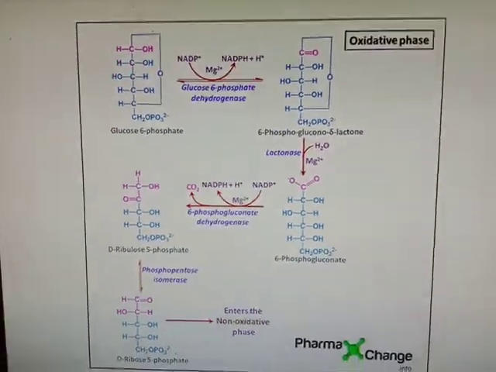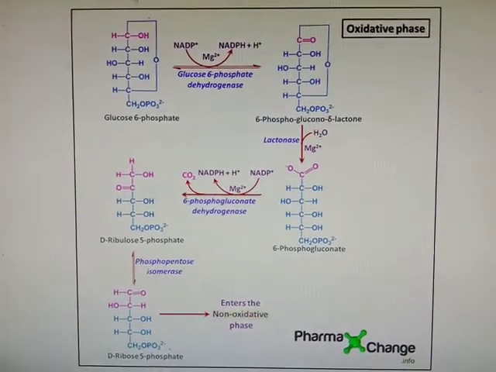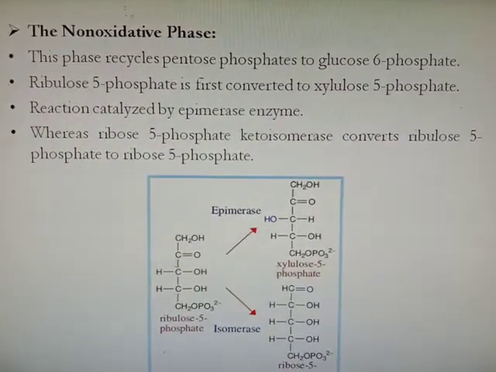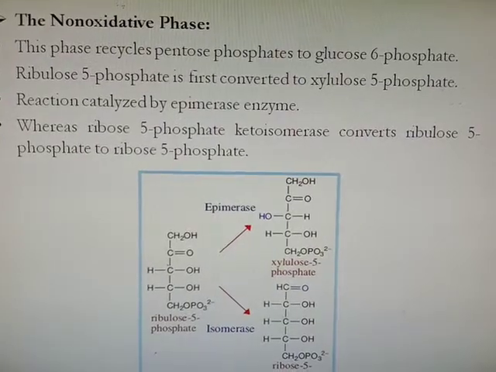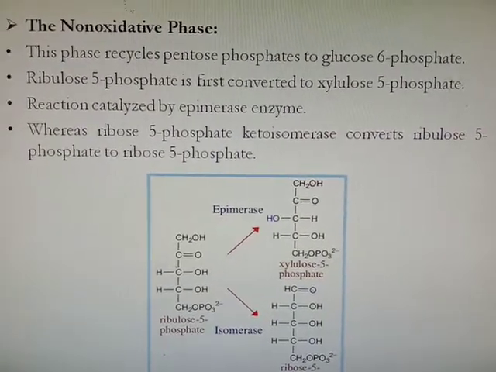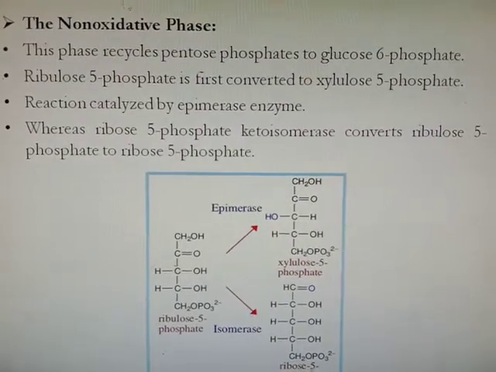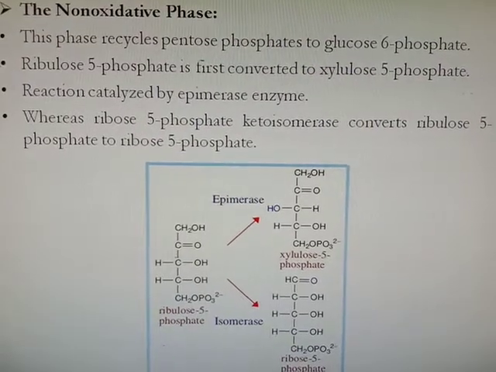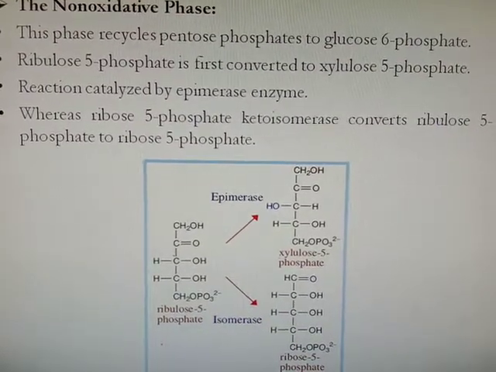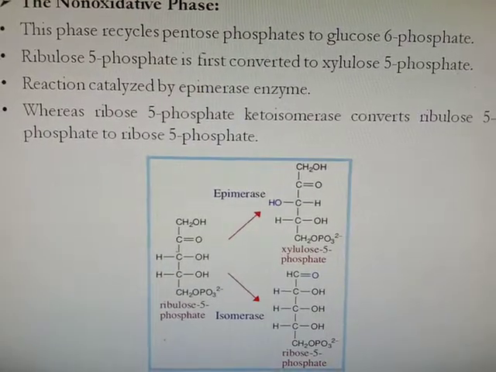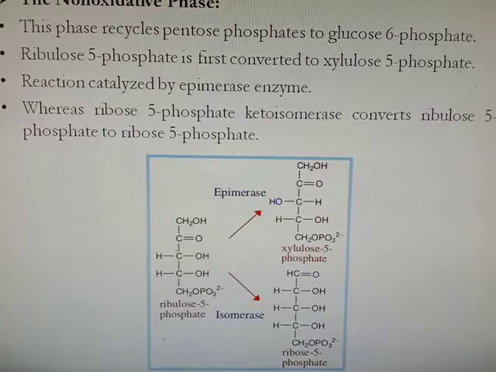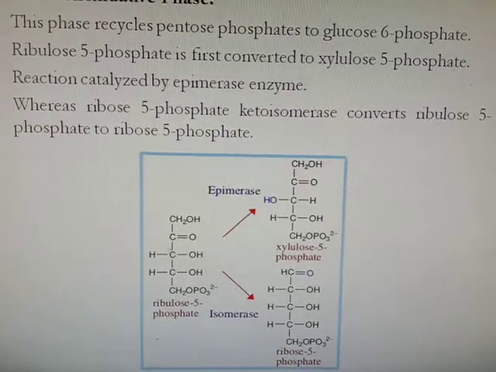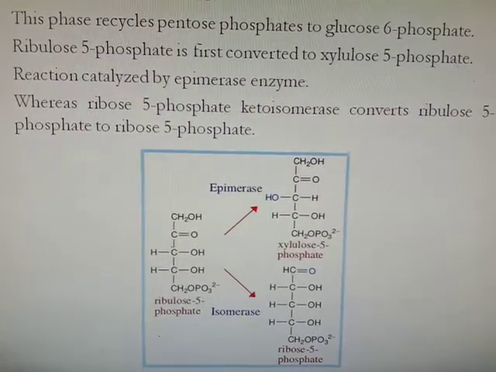Now we will explain the non-oxidative phase. In the non-oxidative phase, the pentose phosphate is recycled to glucose 6-phosphate. Means in the oxidative phase 6-carbon sugar is converted into 5-carbon sugar, but in the non-oxidative phase the same 5-carbon sugar is converted into 6-carbon sugar. The ribulose 5-phosphate is first converted to xylulose 5-phosphate. The reaction is catalyzed by epimerase enzyme, whereas ribose 5-phosphate ketoisomerase converts ribulose 5-phosphate to ribose 5-phosphate.